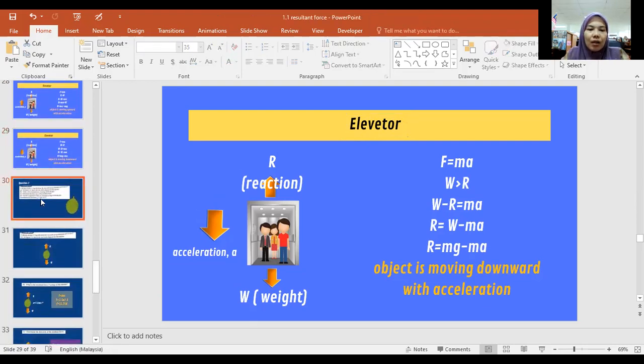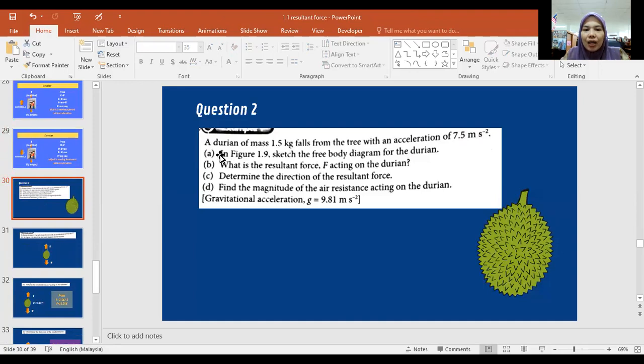Okay, we have question number two. A durian of mass 1.5 kg falls from the tree with an acceleration of 7.5 meters per second squared in figure 1.9. Sketch the free body diagram of the durian. What is the resultant force F acting on the durian? Determine the direction of the resultant force. Find the magnitude of the resultant resistance acting on the durian.